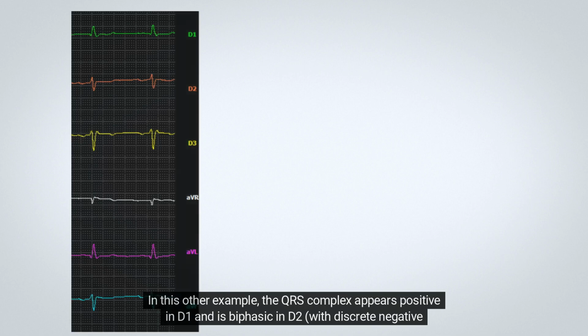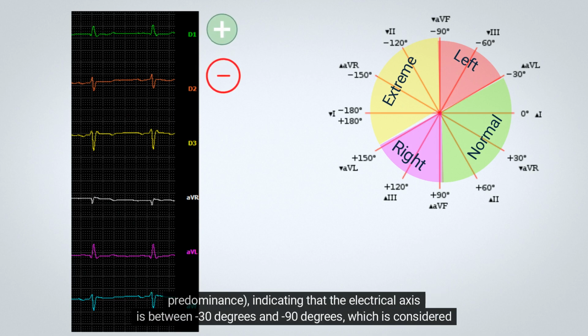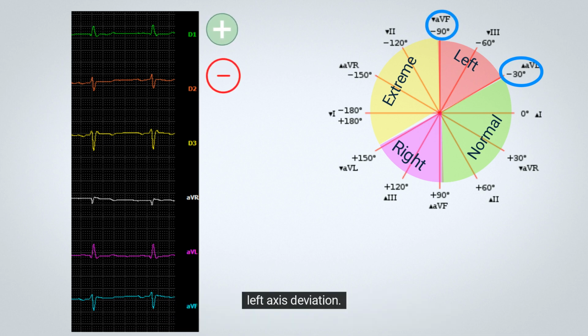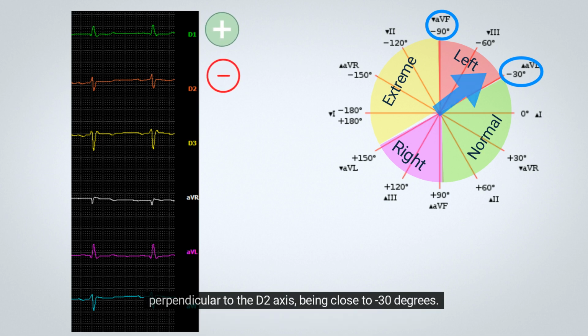In this other example, the QRS complex appears positive in D1 and is biphasic in D2, with discrete negative predominance, indicating that the electrical axis is between -30 degrees and -90 degrees, which is considered left axis deviation. It is important to note that the QRS complex is almost biphasic in D2, suggesting an exact position more perpendicular to the D2 axis, being close to -30 degrees.